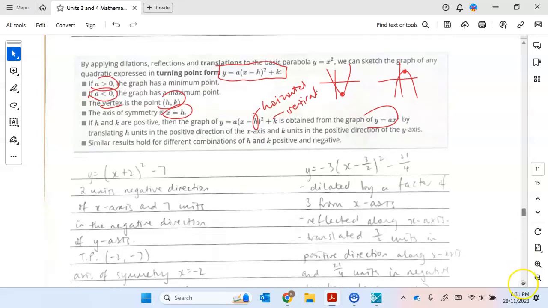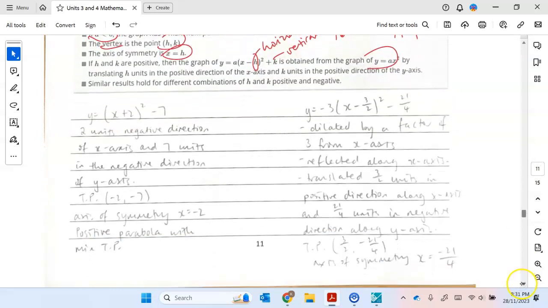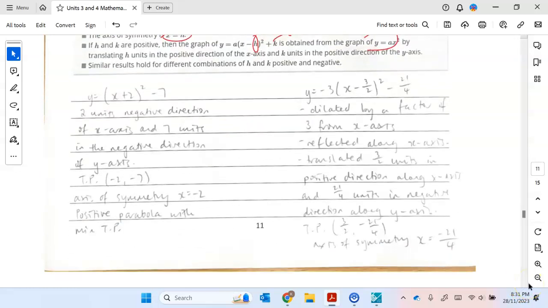All right, so for the first one, it's the same equation we did, so we don't have to complete the square. Remember we did the negative 2, so h is negative 2. That means we've gone 2 units in the negative direction of the x-axis, and 7 units in the negative direction of the y-axis. There hasn't been any reflection because our value of a is 1. There's no dilation factor. And it has a minimum turning point.